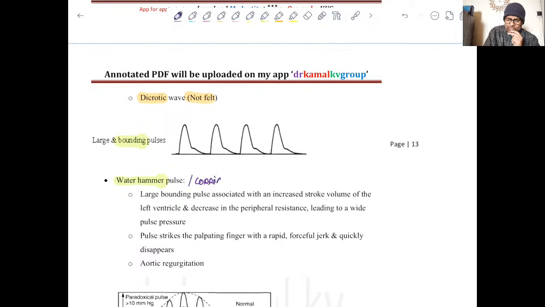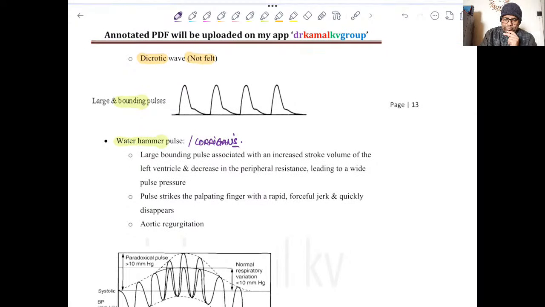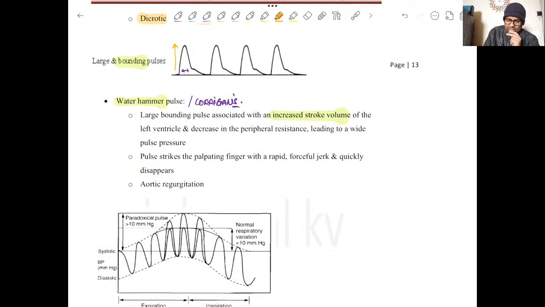Sometimes you might get the word Corrigan's pulse. Now what happens here, whenever we are palpating the pulse, there will be a very high volume pulse which will come, strike the examining finger and disappear suddenly. So that is water hammer, Corrigan's, or large bounding pulse. So here the amplitude is more but the duration is short, because the stroke volume is high, so it will strike the finger and go away. And yes, this is seen in aortic regurgitation.